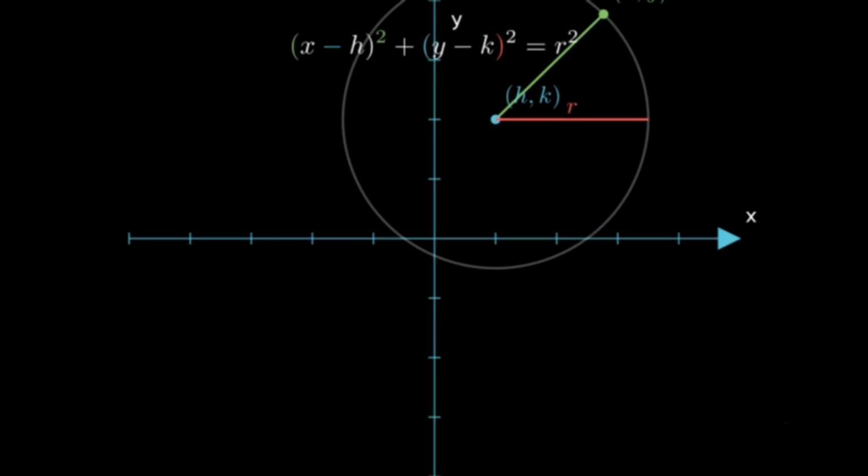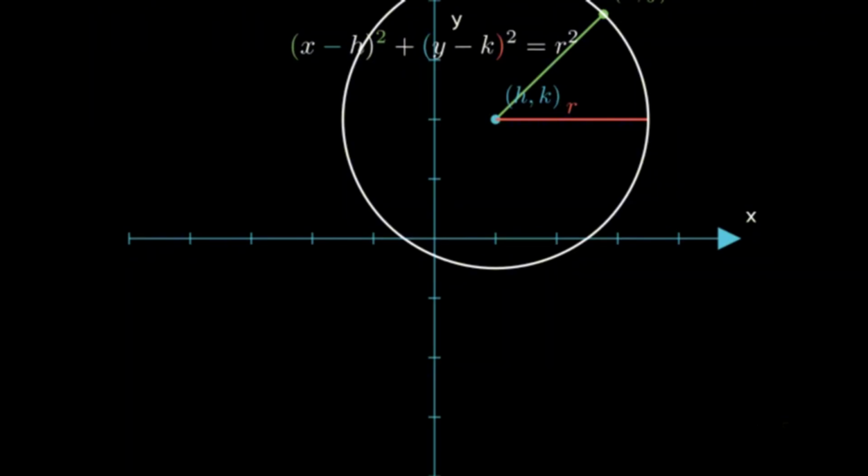This elegant formula is the standard equation of a circle, expressing the fundamental property that all points on the circle are equidistant from the center. This equation completely defines our circle. Any point whose coordinates make this equation true lies exactly on the circle, and any point that doesn't satisfy the equation lies either inside or outside the circle.